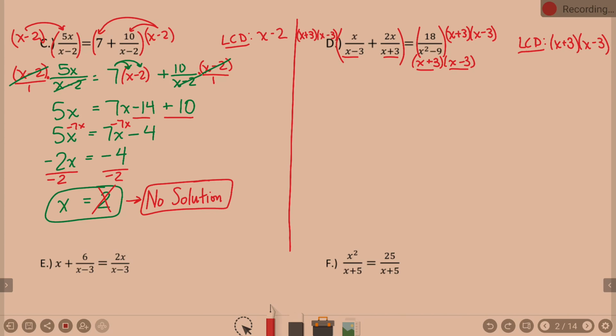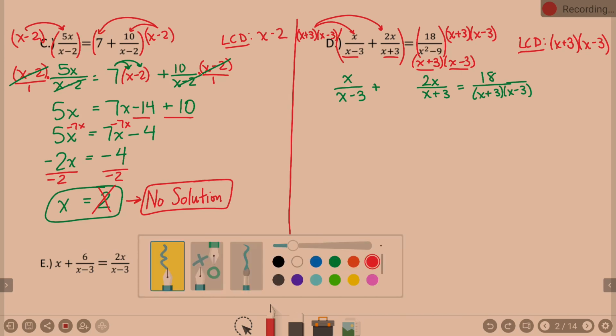On the left, realizing that x plus 3, x minus 3 is going to have to distribute. Again, you don't necessarily have to write this next step out, but I'm going to space this equation out so I can show what I'm multiplying by on each step. So I'm going to leave room in front of x over x minus 3, plus I'm going to leave a gap in front of 2x over x plus 3, equals, and on the right, I'm going to write 18 over x plus 3, x minus 3, and I can put it afterwards.